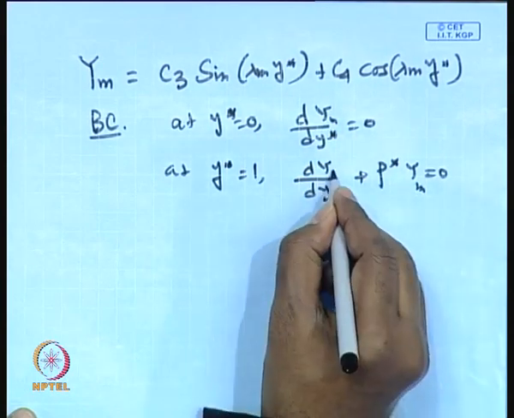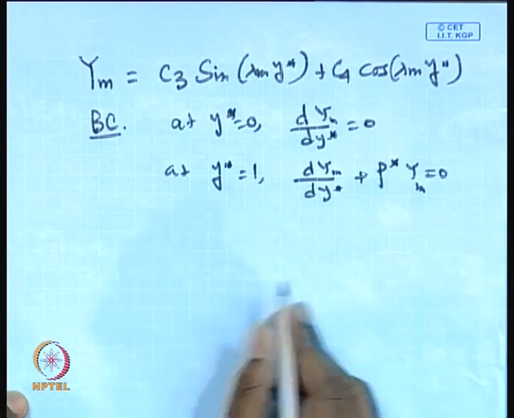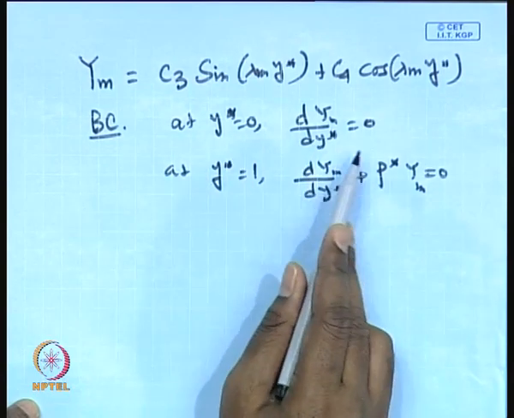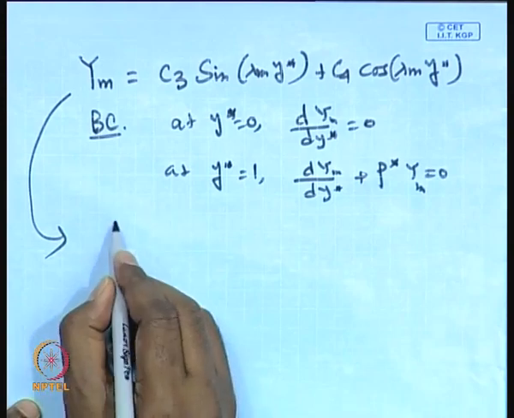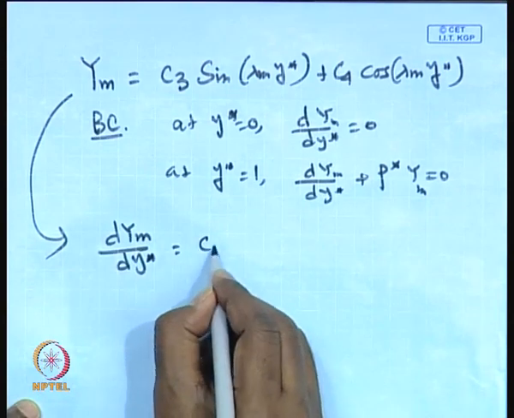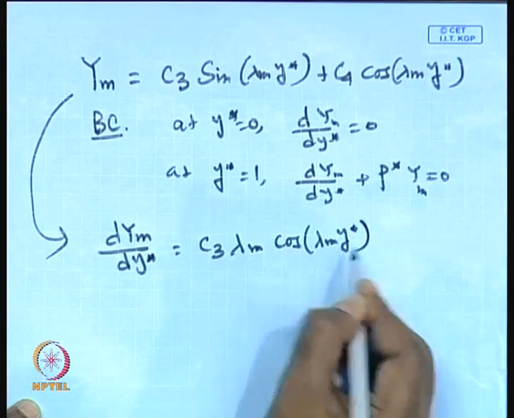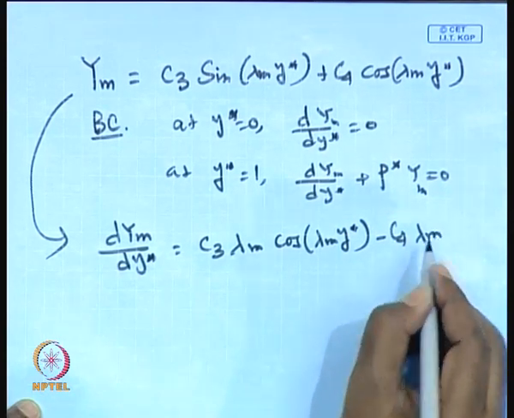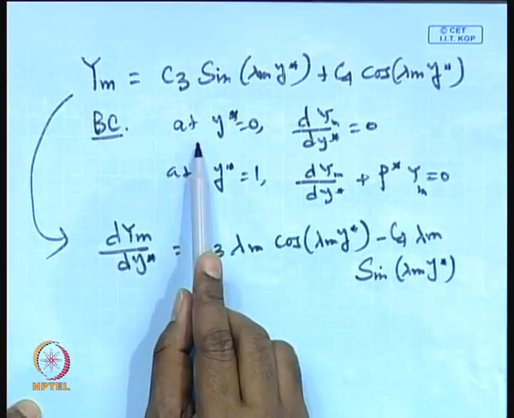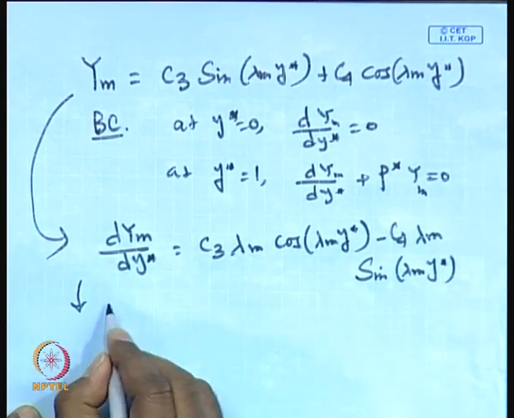Let us put the subscript m to make all the definitions consistent. So, if you do that, let us put the first boundary condition at y star is equal to 0, dY m dy star will be equal to 0. Let us take the derivative of this, dY m dy star will be nothing but c 3 lambda m cosine lambda m y star minus c 4 lambda m sine lambda m y star. Now, in order to impose this boundary condition, you have to evaluate this derivative at y star is equal to 0.